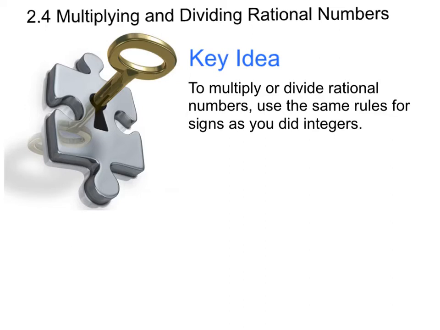2.4, multiplying and dividing rational numbers. This is the last section of the chapter. And your only key idea is to multiply or divide rational numbers. You have to use the same rules for signs as you did with integers.